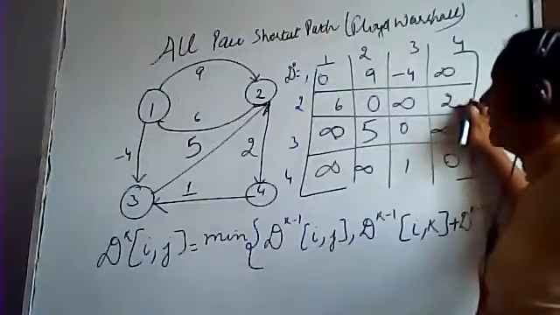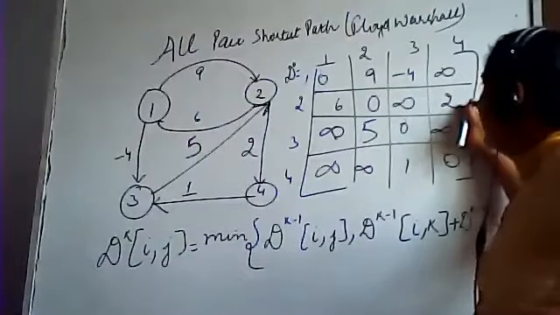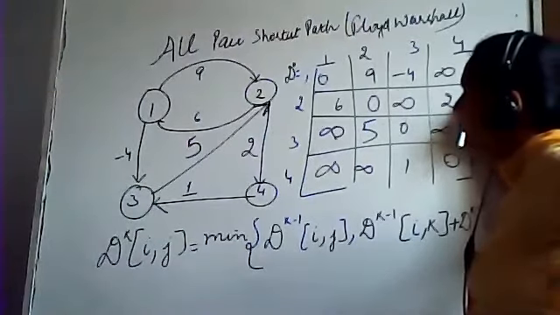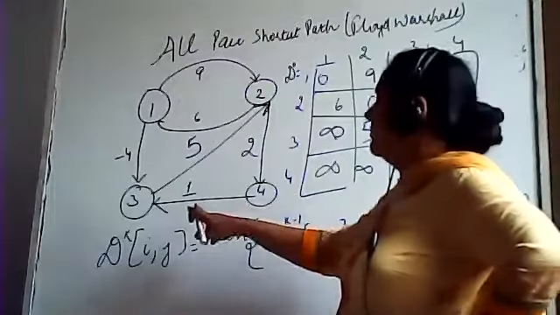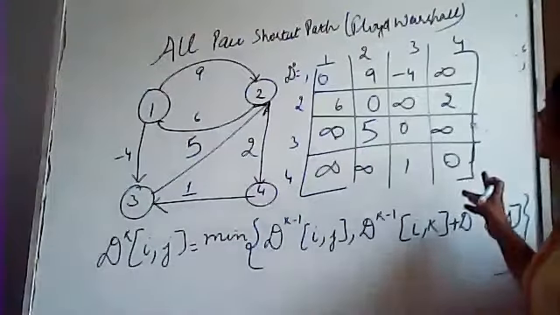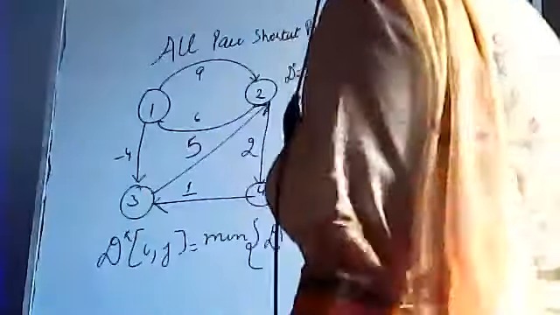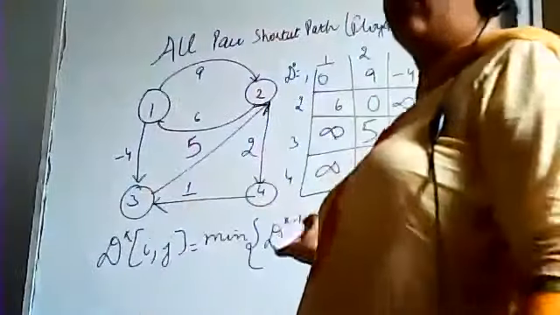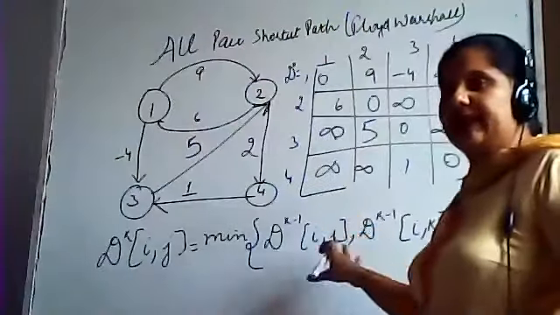3 to 1 is infinity because we don't have a direct edge. Then 3 to 2 is 5. Then 3 to 3 is 0. 3 to 4, we don't have any edge, put infinity. Then 4 to 3, we have 1. There is no edge from 4 to 1, 4 to 2, so you will put infinity. Is it clear till here? Yes, ma'am. Do you know how to fill the values?